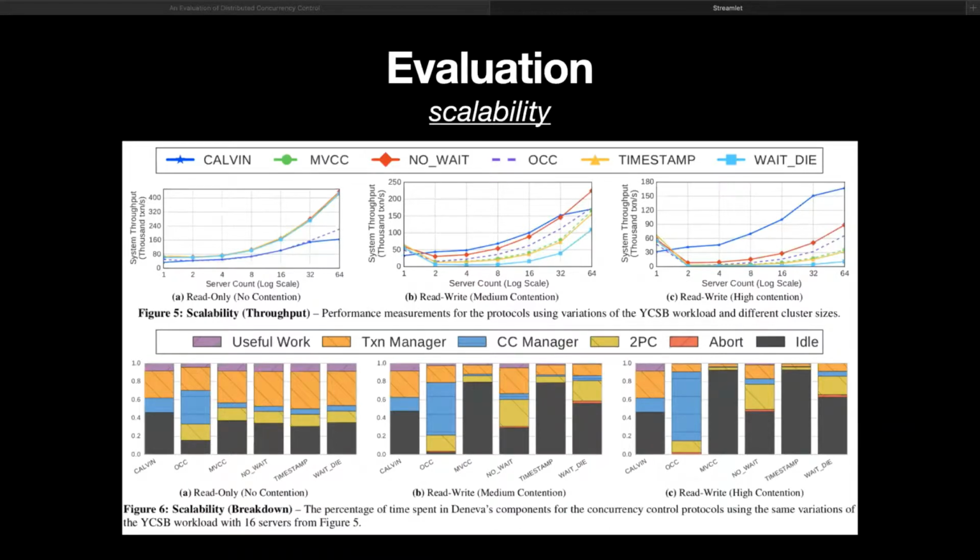The graph A on the top is with very low contention or no contention at all, so it's like only read-only transactions. In the second chart, it's medium contention, so they have set the skew to, I believe, 0.6, and they have varied the number of servers. And in graph C, they have a mix of read-write transactions with a skew of 0.7, and this is considered a high contention case. So let's look at the first chart on the top.